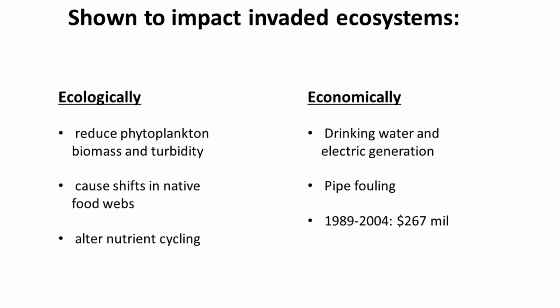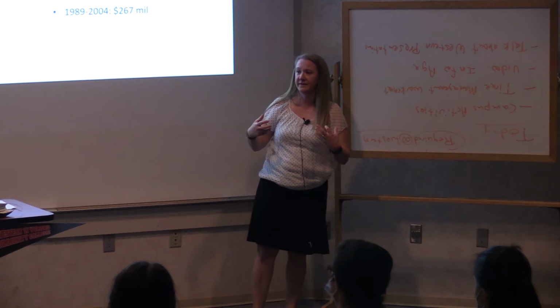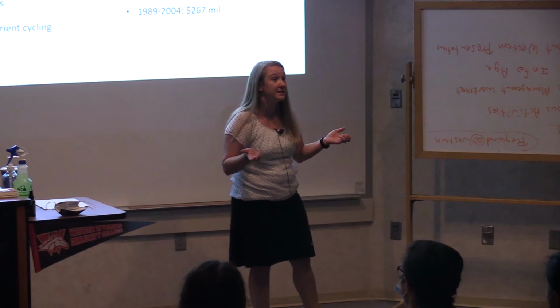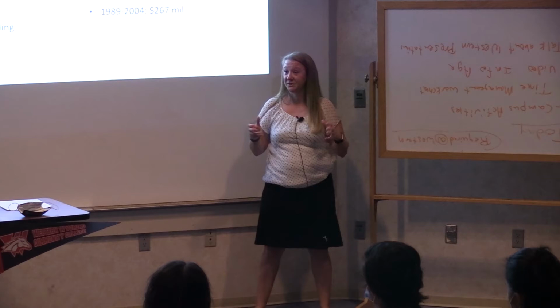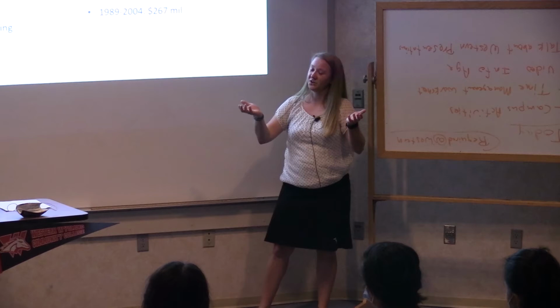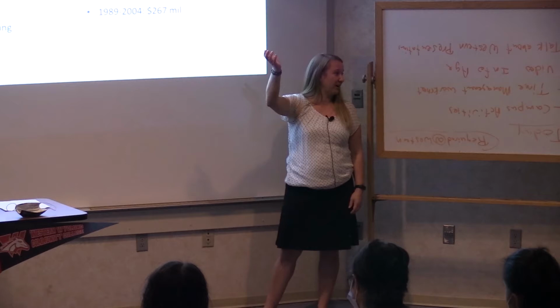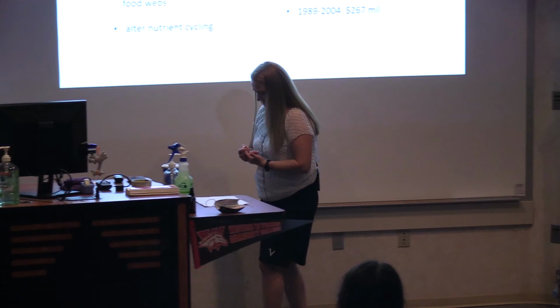So I mentioned the pipe fouling. We can also have problems with drinking water. So these guys are also really good at, I mentioned they filter and then they spit stuff back out. So some of the stuff they spit back out are things that they don't want to eat, like particular strains of algae. And these algae happen to be the ones that form algal blooms that can produce toxic chemicals in the water. So if zebra mussels don't want them, nothing wants them, right? So they get kind of this power struggle of algae where the good algae is all gone, the bad algae is all there, and now there's nothing to compete with the bad algae. Okay? From 1989 to 2004, this cost $267 million. It's not cheap to fix these problems.